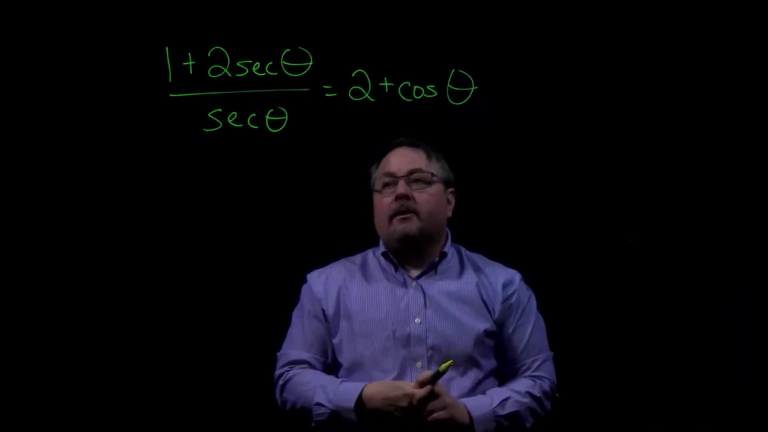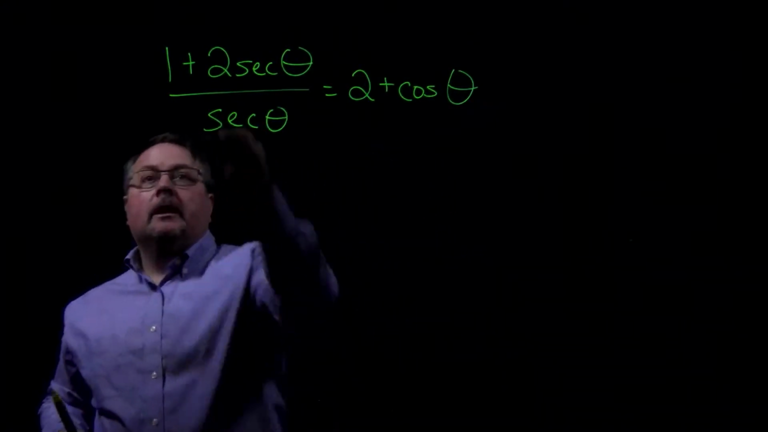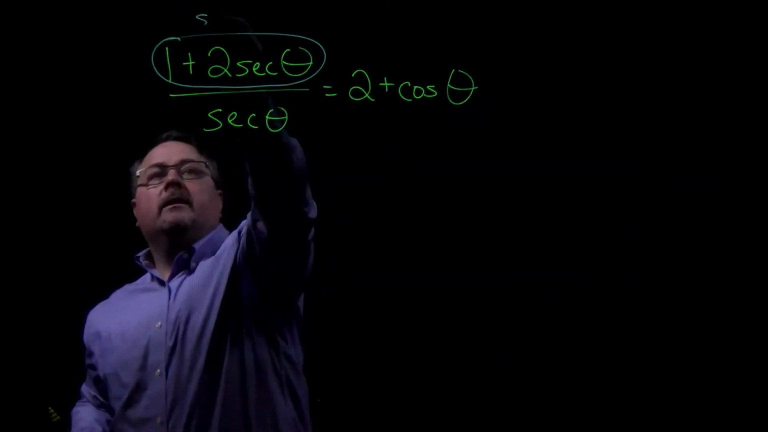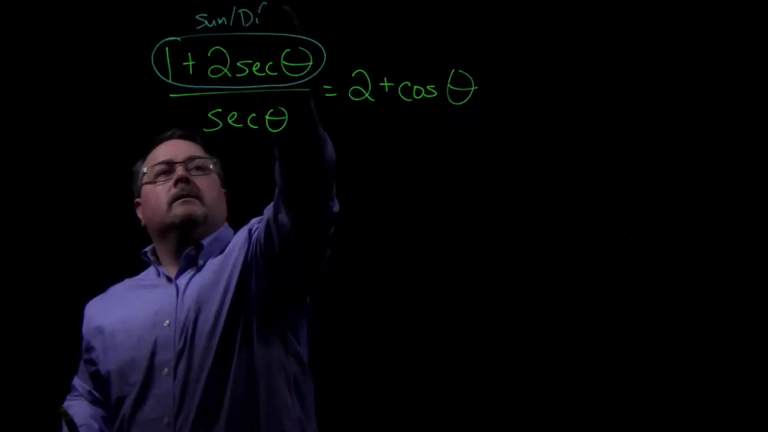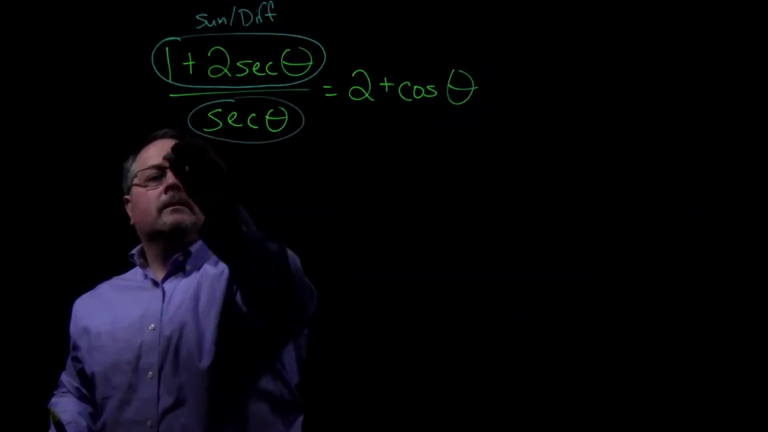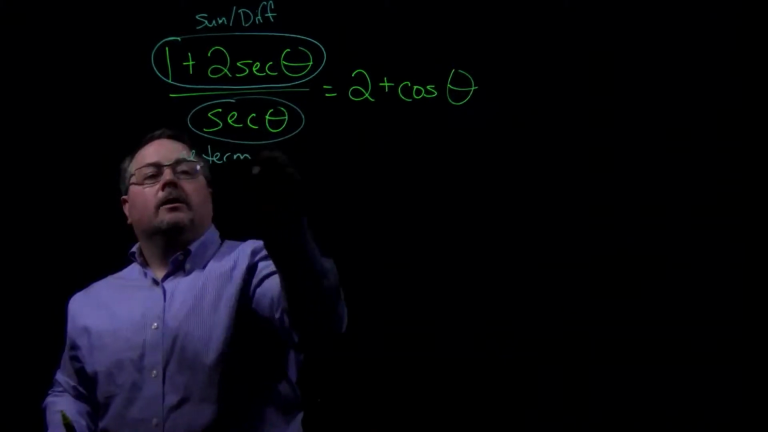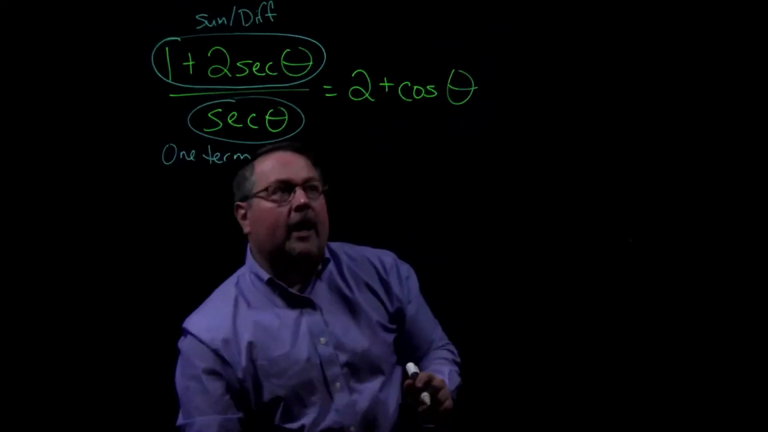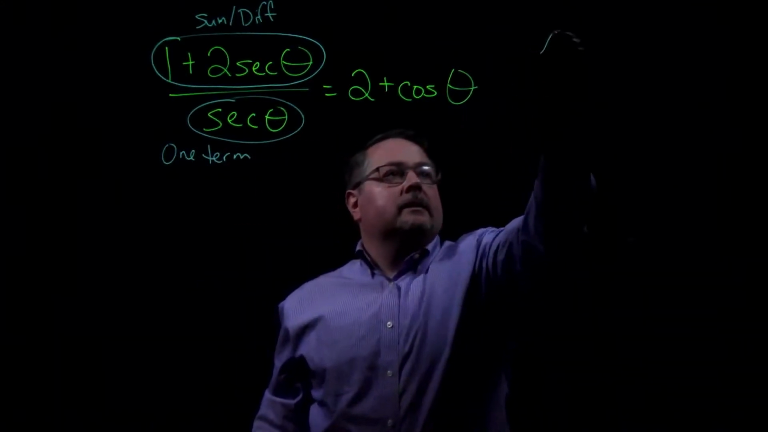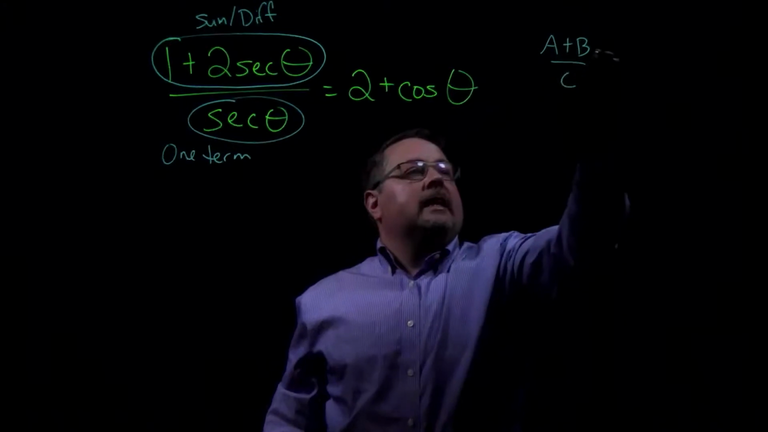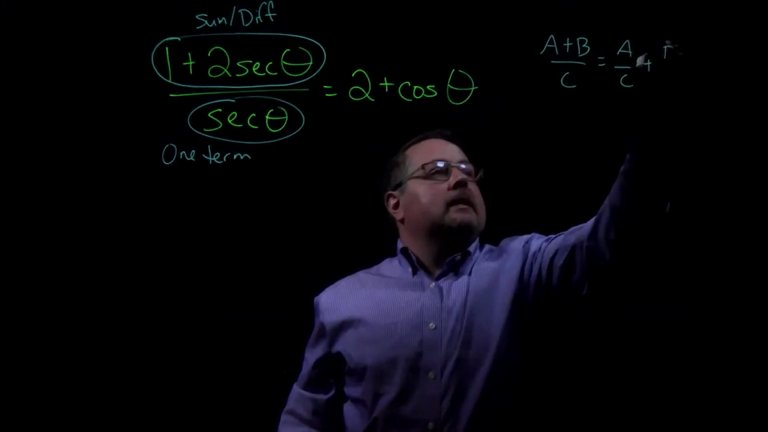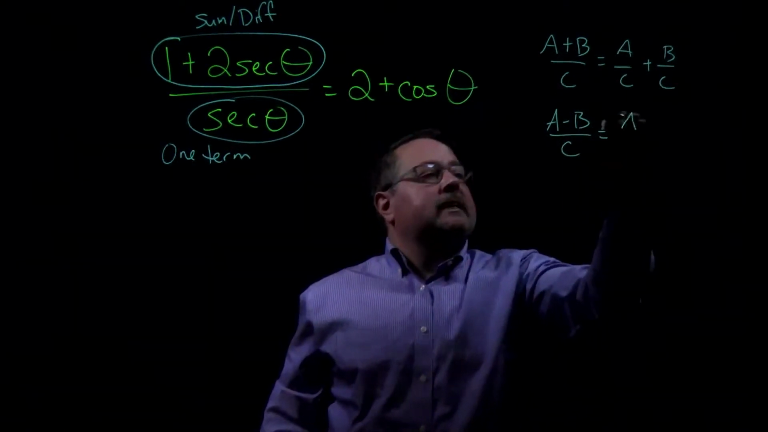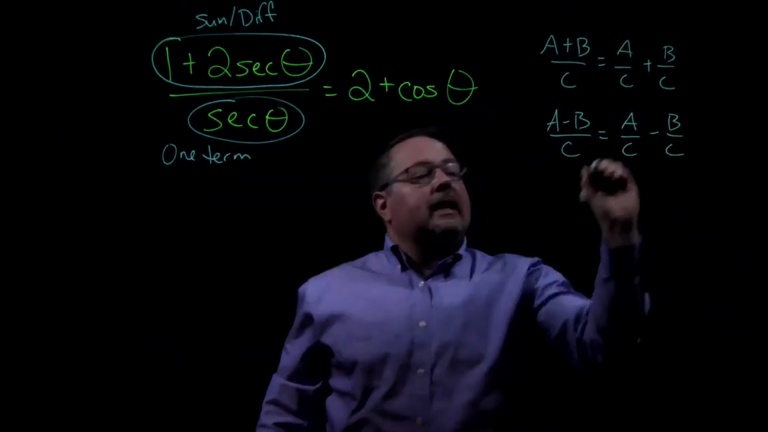Now, one method we can use if we have a sum or difference in our numerator, particularly if we have just one term in the denominator, so note that our denominator doesn't have a sum or difference, it's just secant theta, is to break up fractions. So we can use the fact that a plus b over c is a over c plus b over c, or if there's a difference in the numerator, a minus b over c is a over c minus b over c. Okay, and sometimes that's helpful.